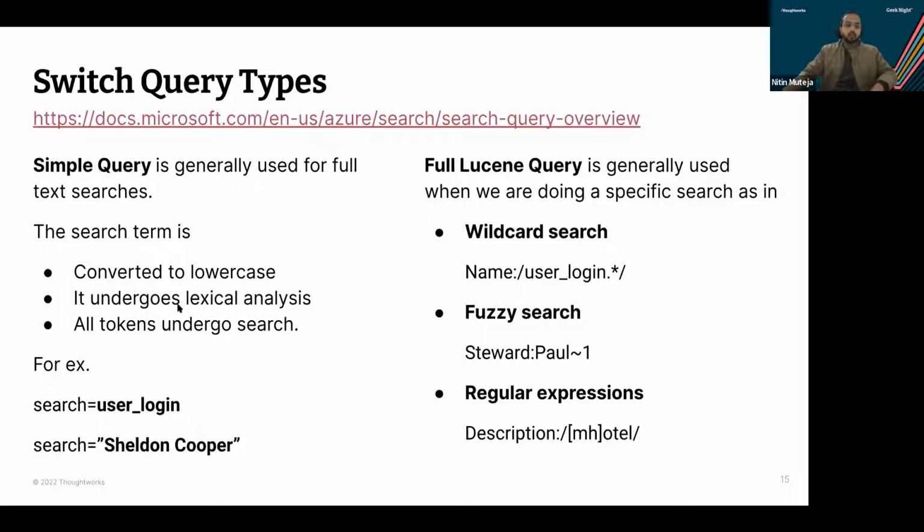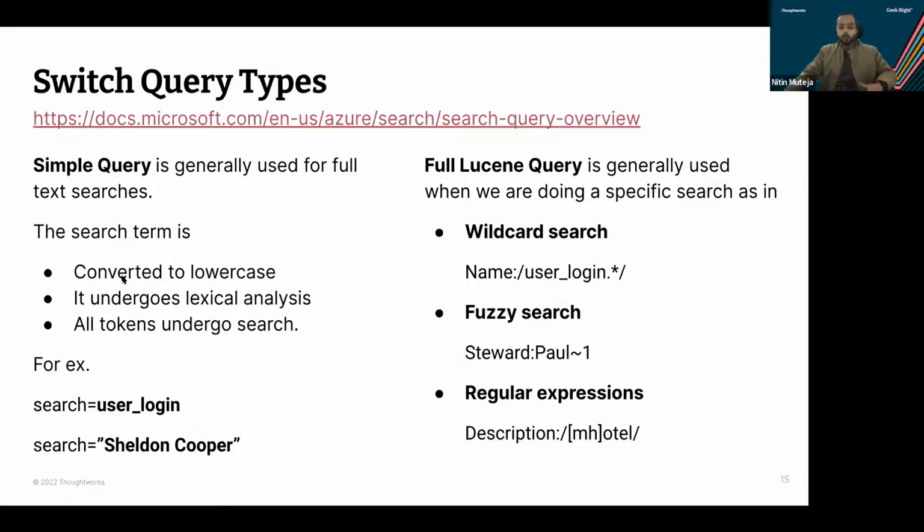Now, let's assume you just invoke the REST API. You want to search for a data set named user login, right? In the search property, you'll pass search equal to user_login. So that way, the cognitive search engine would search for terms that contain user and login, right?